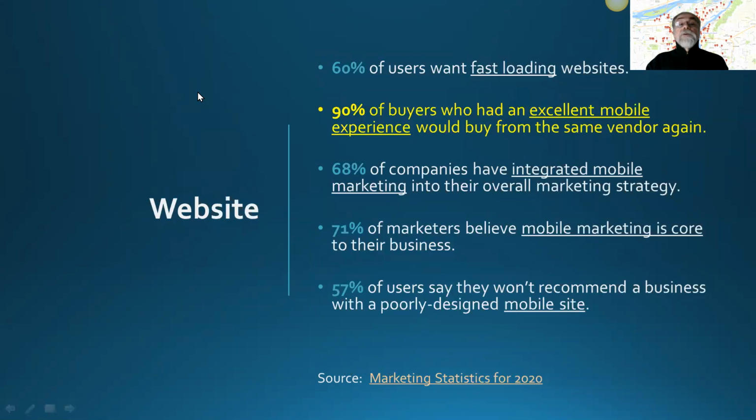But in the case of your website, 90% of buyers who had an excellent mobile experience would buy from the same vendor again. This is really important. Again, my emphasis on mobile. Mobile devices are how we as consumers do everything. It's from searching for something online or location or restaurant, but also in reading content. If you have favorite publications you follow, The Guardian or News or Time or Newsweek, those different publications. So those are places that people spend their time.